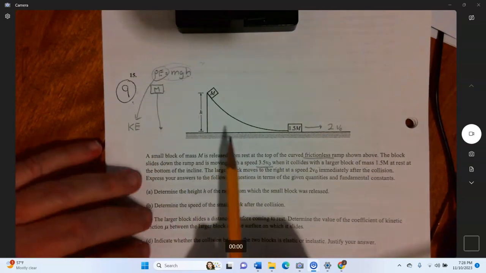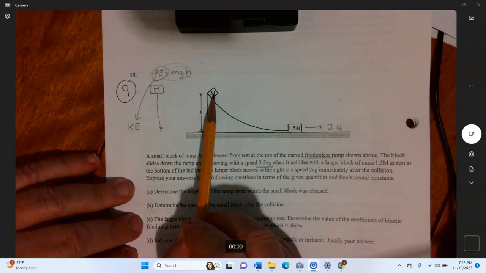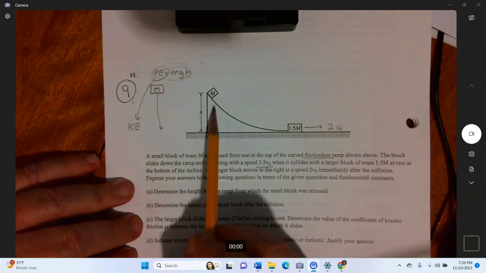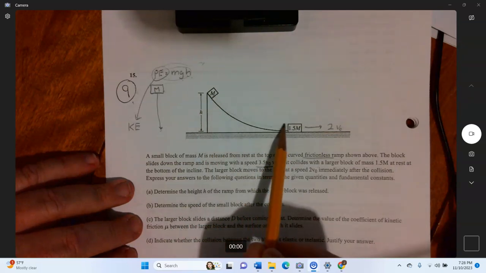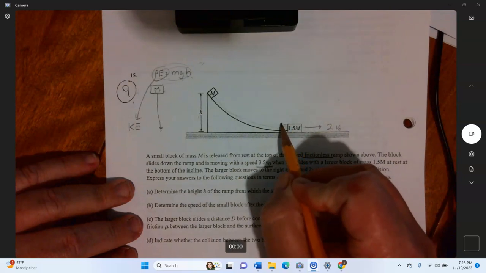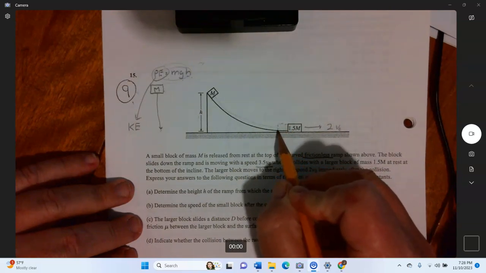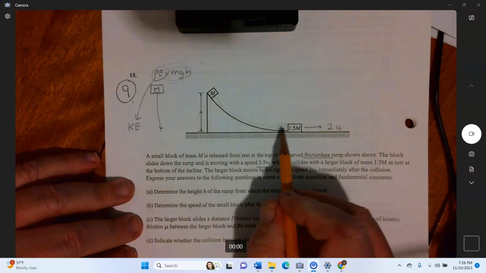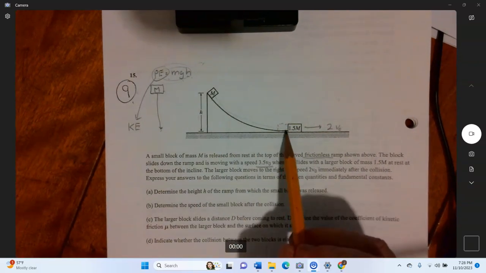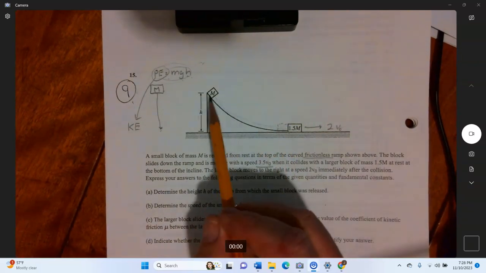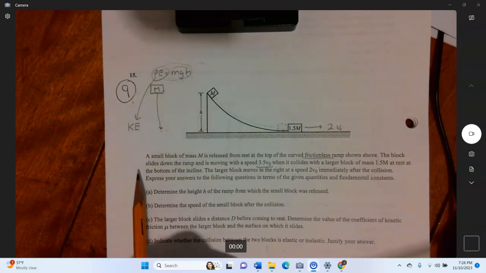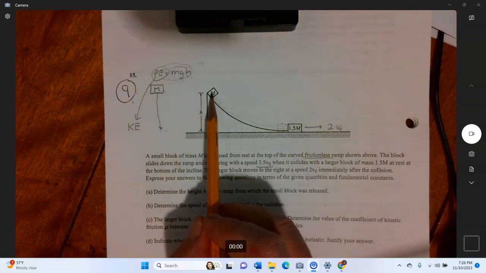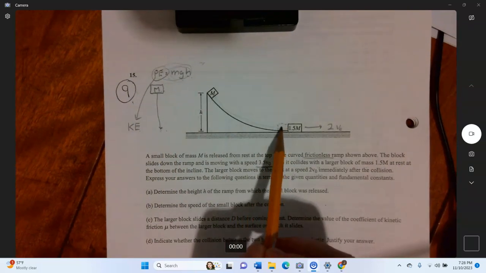Now here's a different question. What about this block? It's starting at a height h, but it's not falling straight down. It's sliding down this frictionless ramp. And let's just say before it hits this block, I'm going to just draw a dashed line to represent this block right here, just before it hits. What is its kinetic energy? We know that if it fell straight down, its kinetic energy would be the same as the potential energy up there. But what about this block? What will its kinetic energy be?